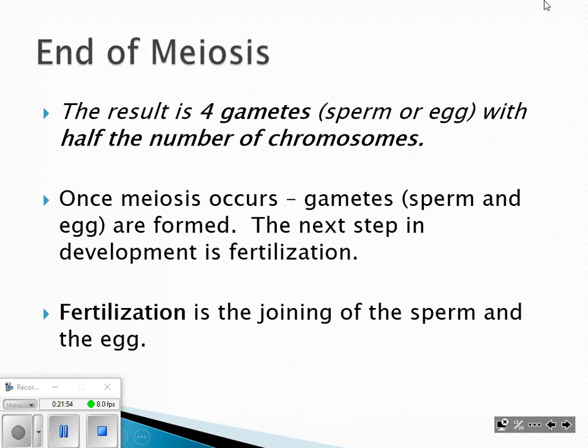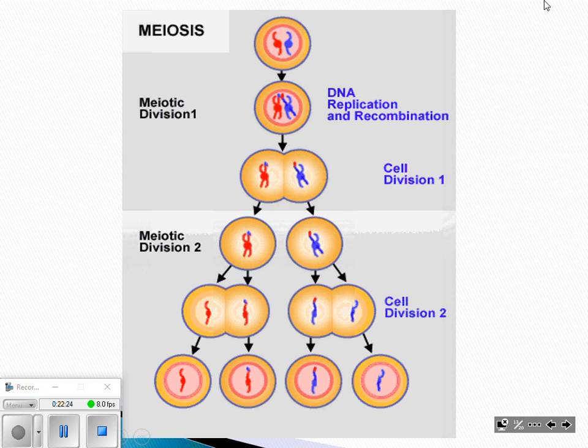The end result is 4 gametes, egg or sperm. In the egg, it actually only makes 1. There are 4 cells that result, but only 1 of those will become an egg. And you can learn more about that in grade 12 biology, but I'll just mention it. With half the number of chromosomes. Once meiosis happens, those gametes, those egg and the sperm are formed. The next step in development is fertilization, that joining of the egg and the sperm, and we'll talk about how that happens in a day or 2. Okay, so this is just kind of an overview of meiosis.